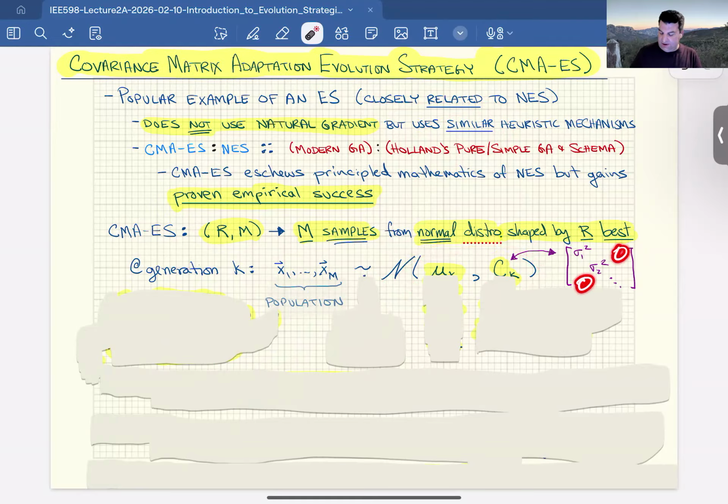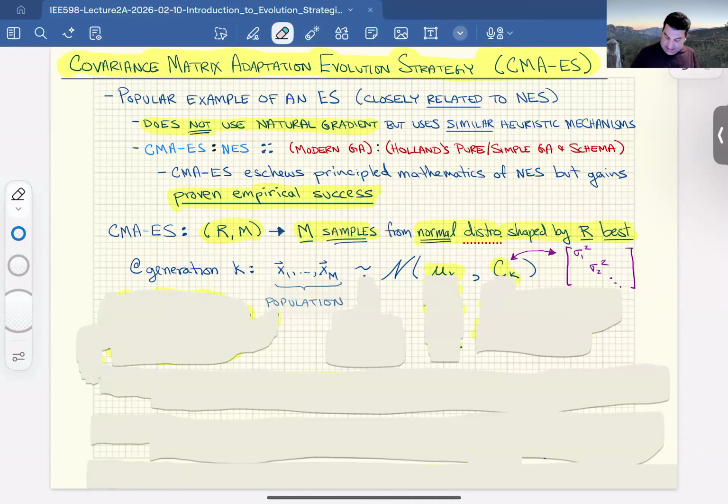If the covariances are all zeros, then this is just a convenient way of drawing from multiple independent normal distributions. But if your covariances up here and down here are non-zero, then you create dependency among the dimensions. So that's what I mean by a covariance matrix, just a little review.